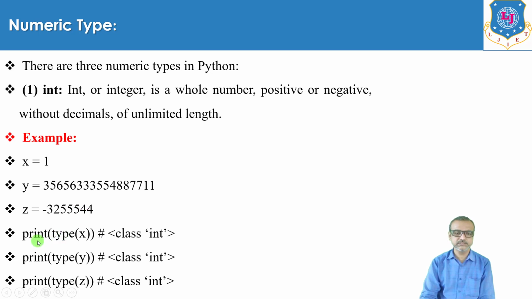If we write down print of type of x, with the help of the inbuilt type function, we can get the type of the data. Here x equals to 1 is an integer. So if we see the output of this print statement, we have its output, that is class int. Similarly, print of type of y and print of type of z will give us the output as class int, as y and z both are integer values.